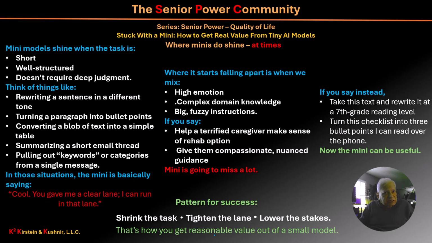If you say instead, let's run this together. Take the text and we write it at a 7th grade reading level, or turn the checklist into 3 bullet points I can read over the phone. Now the mini can actually be useful. So the companion you hear over and over is shrink the task, tighten the lane, lower the stakes. That's how you get reasonable value out of a small model.